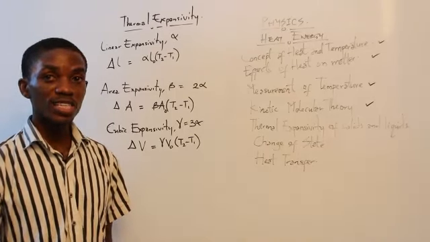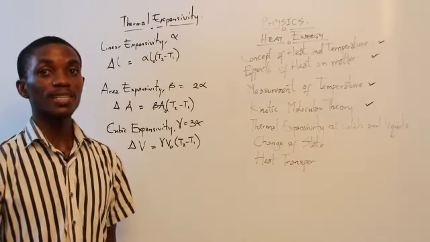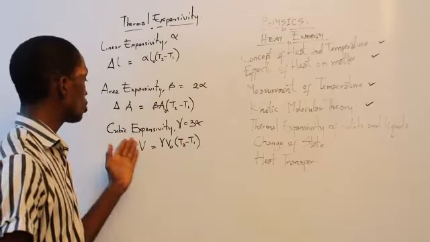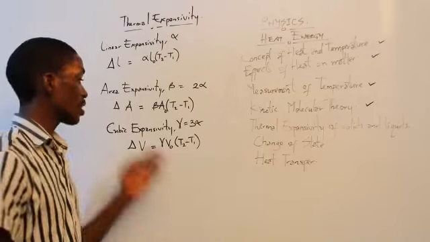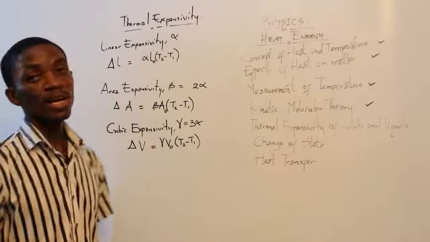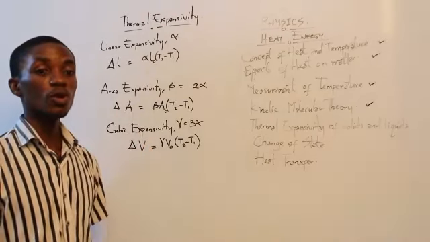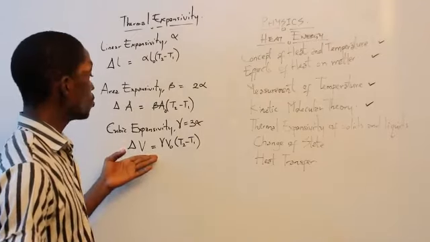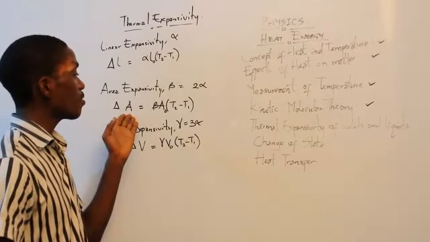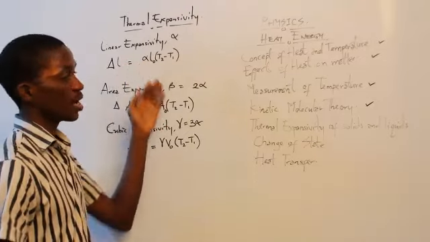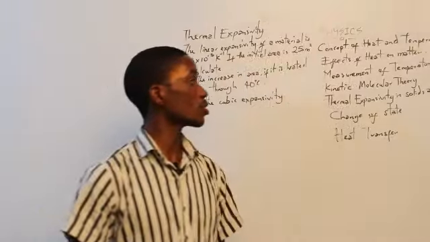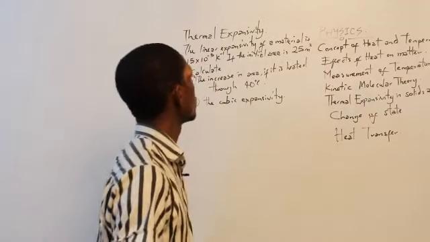So if you are given linear expansivity, multiply it by 3 to get your volumetric or cubic expansivity, and you can use it in the formula. All the formulas are the same. The only differences we observe is volume works with gamma, areas work with beta, and lengths work with alpha. Let's take a question on thermal expansivity.